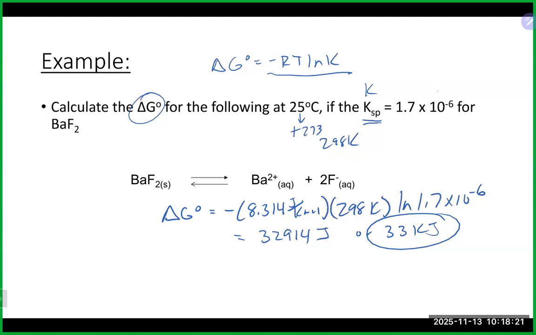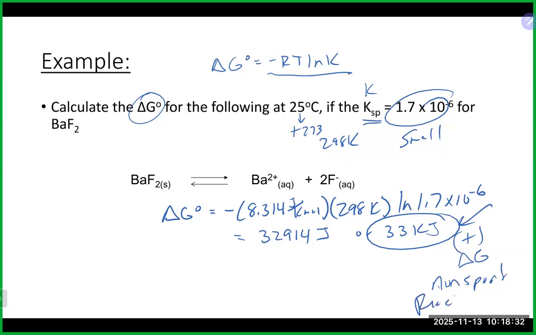Again, in terms of agreement here, we definitely have a small K value, and that gives us a positive delta G, which means probably non-spontaneous, reactants favored. And that all agrees with each other.